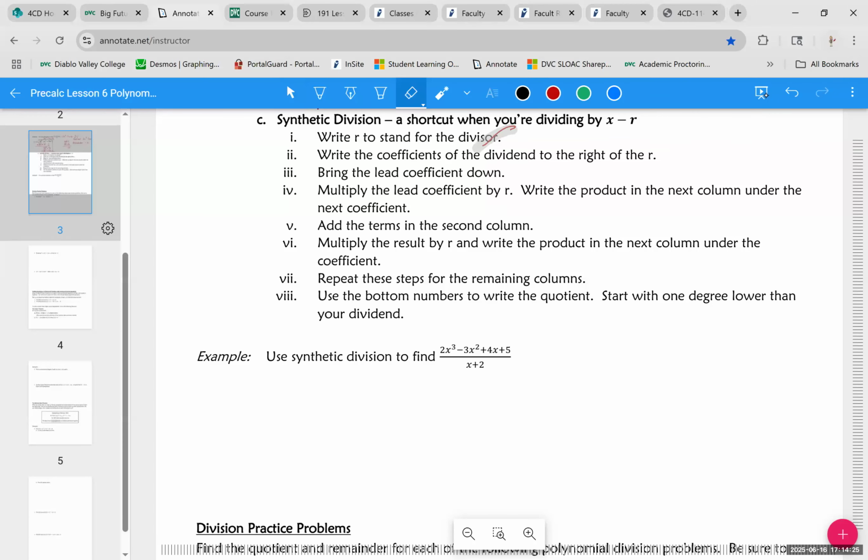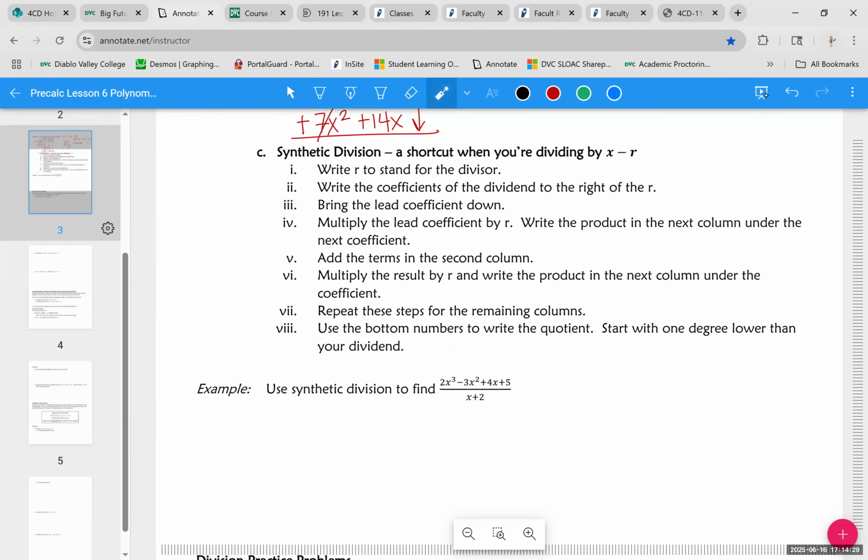All right, there is a second way to do polynomial division. It's called synthetic division, and it's definitely faster. However, it doesn't work all the time. It can only work when you're dividing by x minus r. So like x minus a number, which could also be x plus a number, because that's the same as x minus a negative number, right?